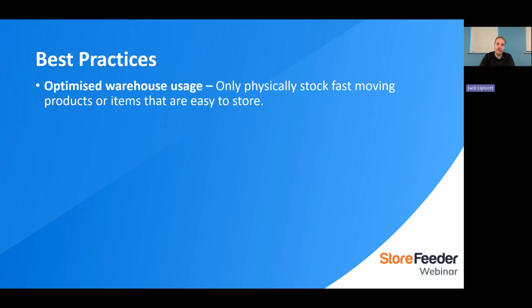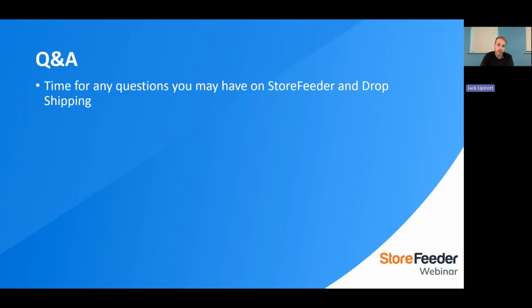Optimize warehouse usage. If you're only physically stocking fast-moving products or items that are easy to store, you've got a more efficient warehouse just by doing that. So you're not having to store Christmas trees at the back of the warehouse all year long if you're drop shipping them only at Christmas time, for example.